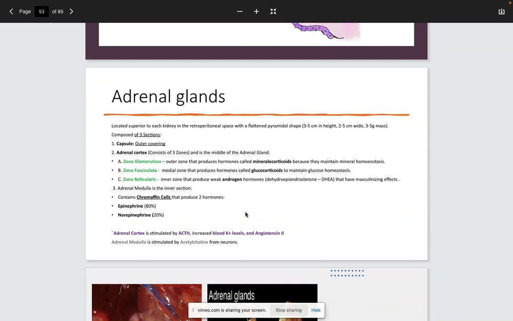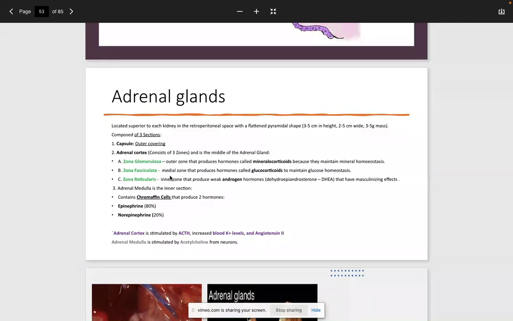Again, important points to know: they're located at the top of the kidney, superior aspect of the kidneys. They have an outer covering called a capsule. And they're made up of two different areas. So we have an adrenal cortex and adrenal medulla. The cortex is the outer portion, right? This is the outer covering, and the medulla is actually the inner surface. Within the adrenal cortex, there are three different layers: the zona glomerulosa, fasciculata, and reticularis.